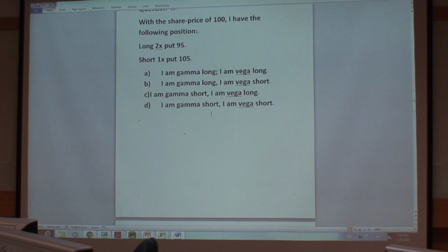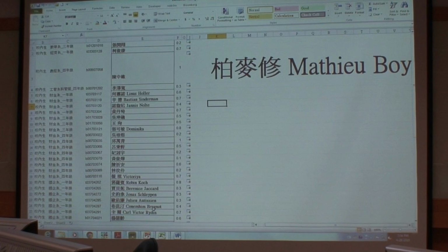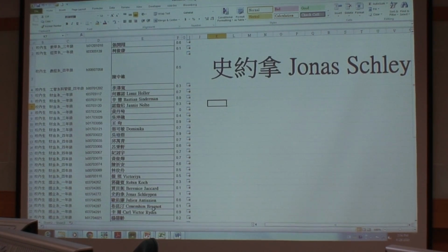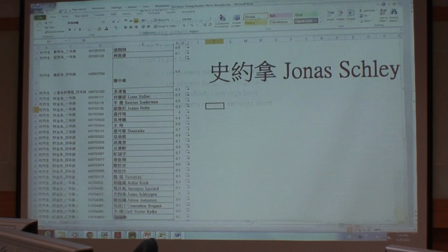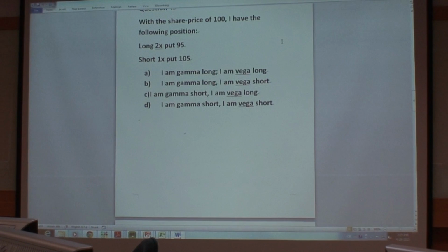Okay, this one. We trade at 100 in the share price. I own twice a $5 out of the money put, and I sold once a $5 in the money put. Now I would like to know, what do my vega and my gamma look like? Is Jonas in? Yeah. So how would you go about it?